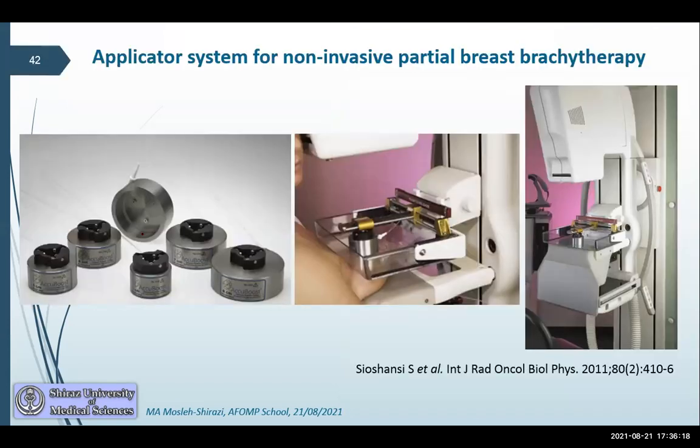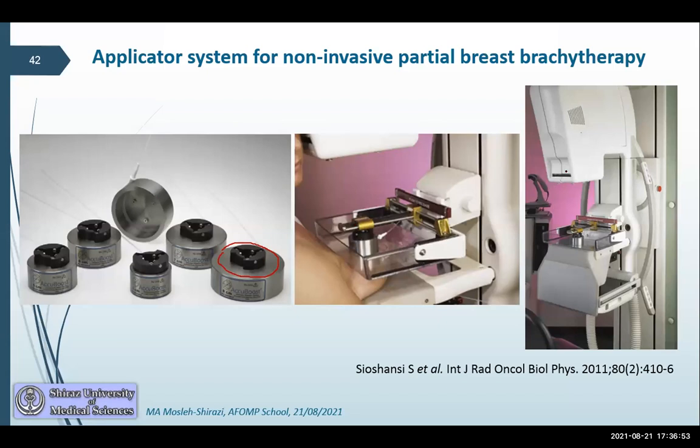Here's an interesting case where you're doing partial breast radiotherapy, a partial breast boost, but without invasion externally, so to speak. These are the AcuBoost applicators. You have this kind of circumferential position where the sources go, the wire goes through, and it's under compression like mammography.